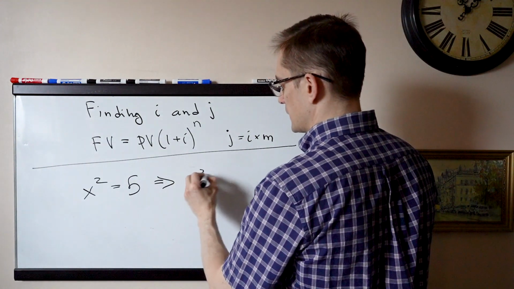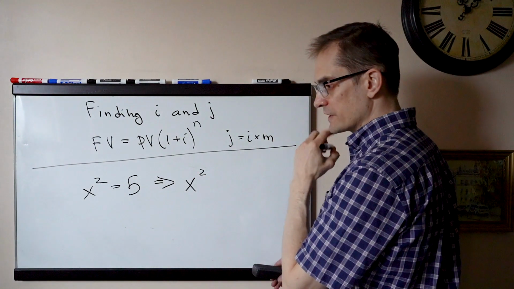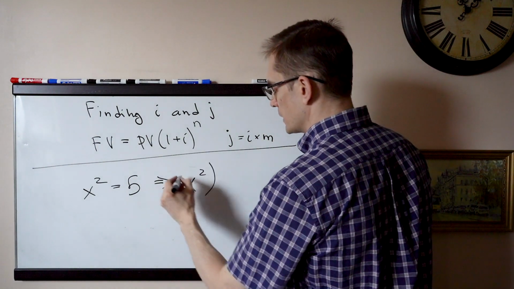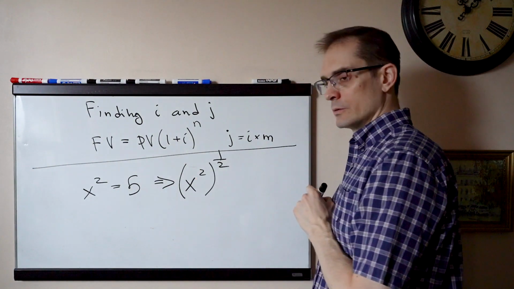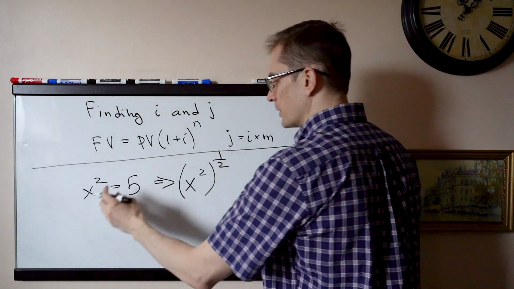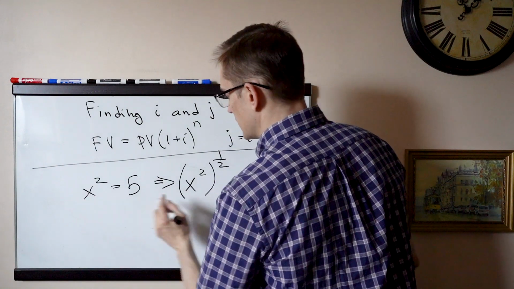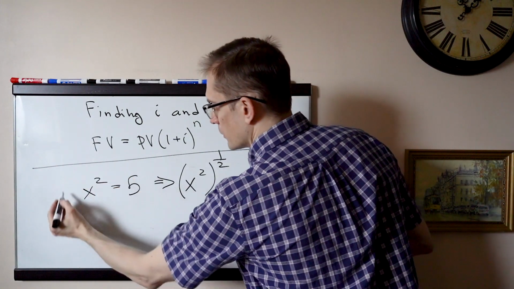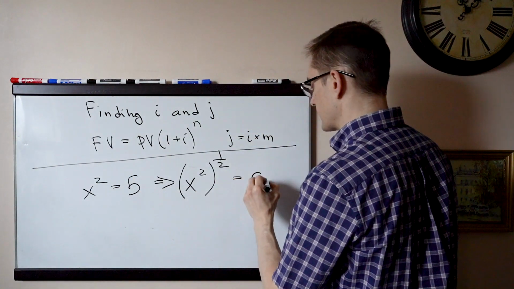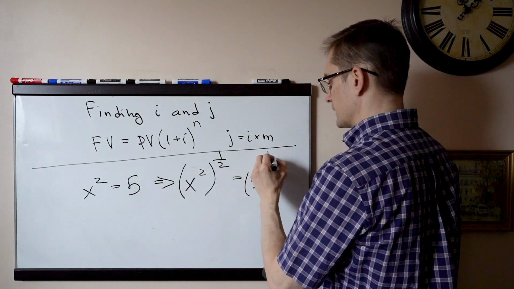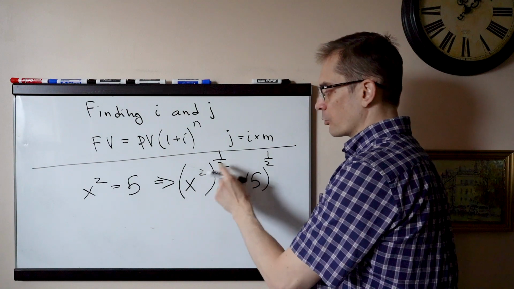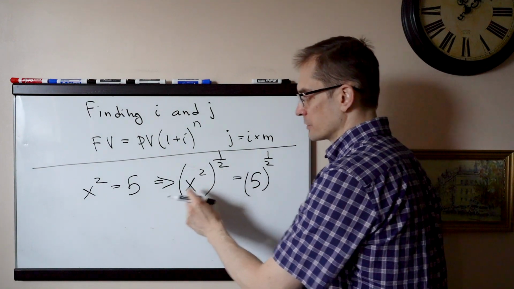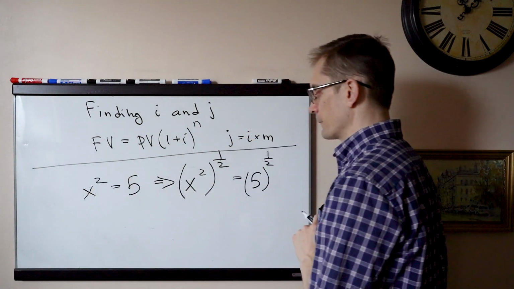We have this exponent 2. So how do we get rid of this exponent 2? We need to take an exponent 1 over 2, right? That will happen on this side, and because we did it on the left side, we must do the same thing on the right side. Okay?